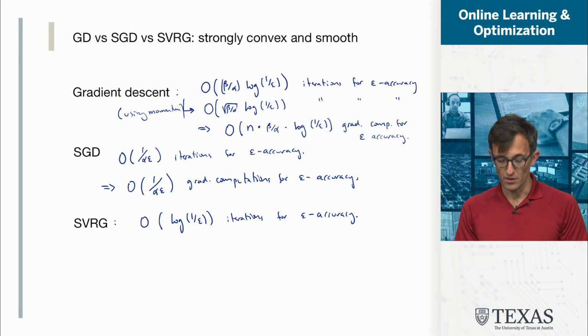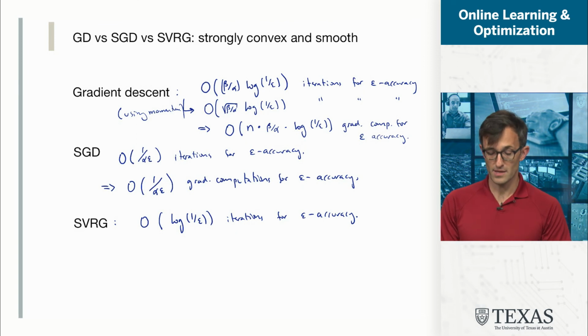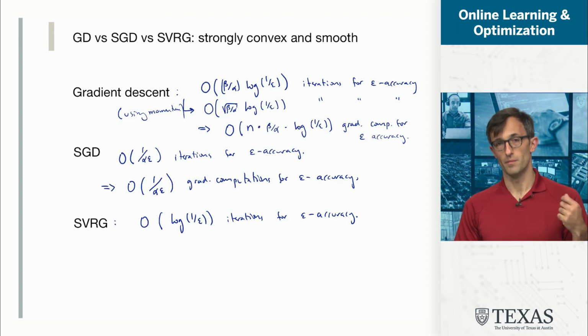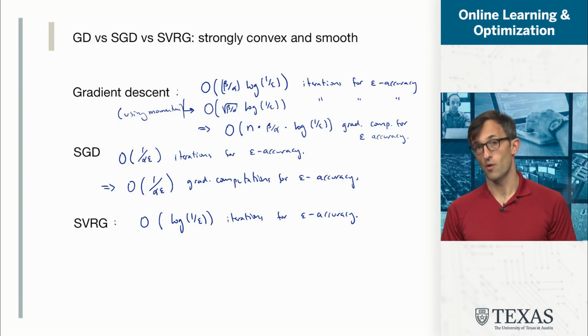And that's why you see just log 1 over epsilon here as the number of iterations we need for SVRG, compared to gradient descent where we need beta over alpha times log 1 over epsilon, or in the accelerated case, the square root of that. So for both gradient descent and accelerated gradient descent, the worse conditioned your problem is, in other words, the larger your smoothness parameter and the smaller your strong convexity parameter, the more iterations you need for epsilon accuracy. This is not the case for SVRG.